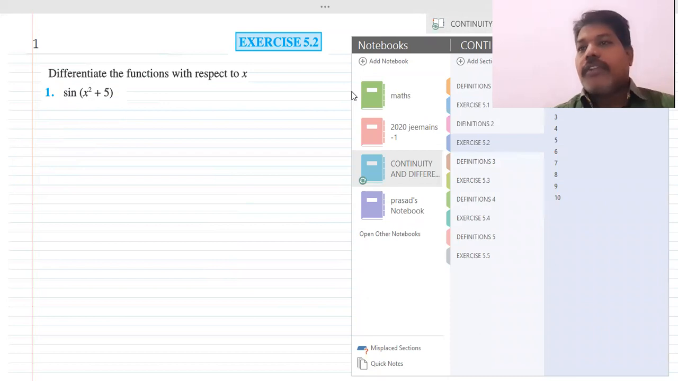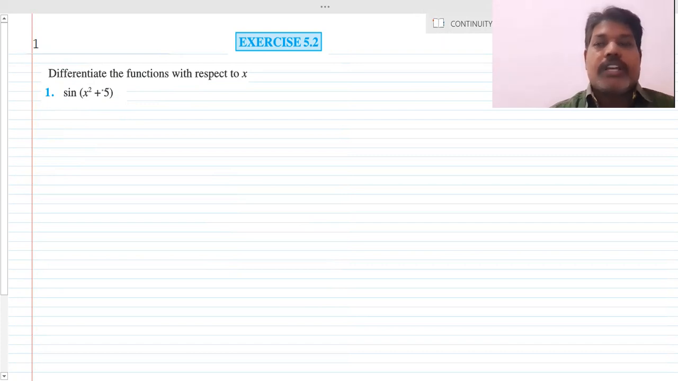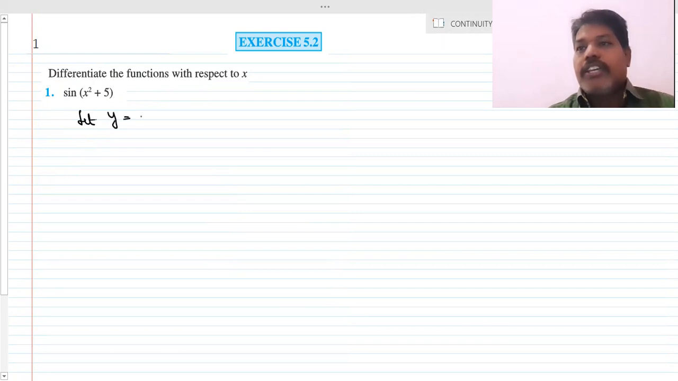See the first question. Differentiate the function with respect to x. The function is sine of x square plus 5. Here you have to understand that this function is a composite function. That means two functions are there: the first one is sine, the second one is x square plus 5. Let y is equal to sine of x square plus 5.